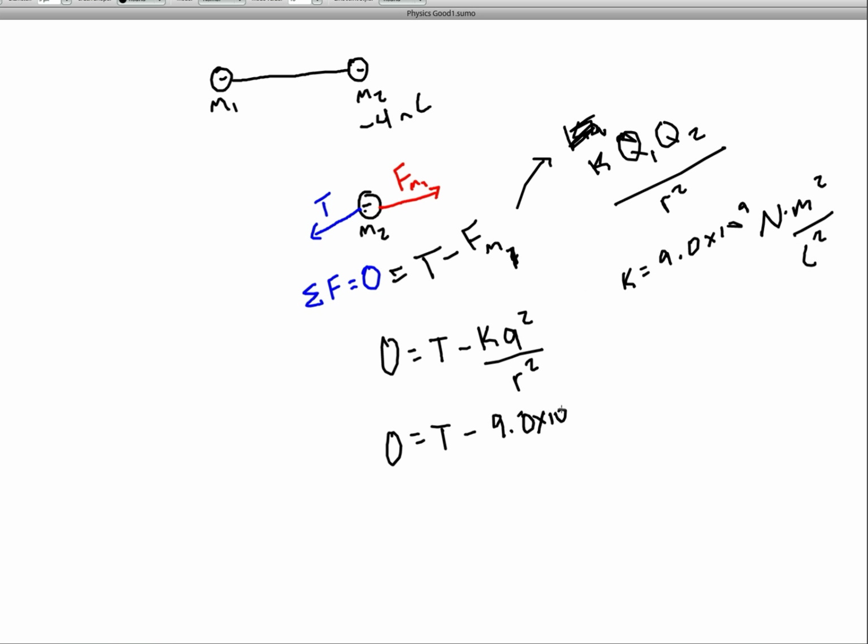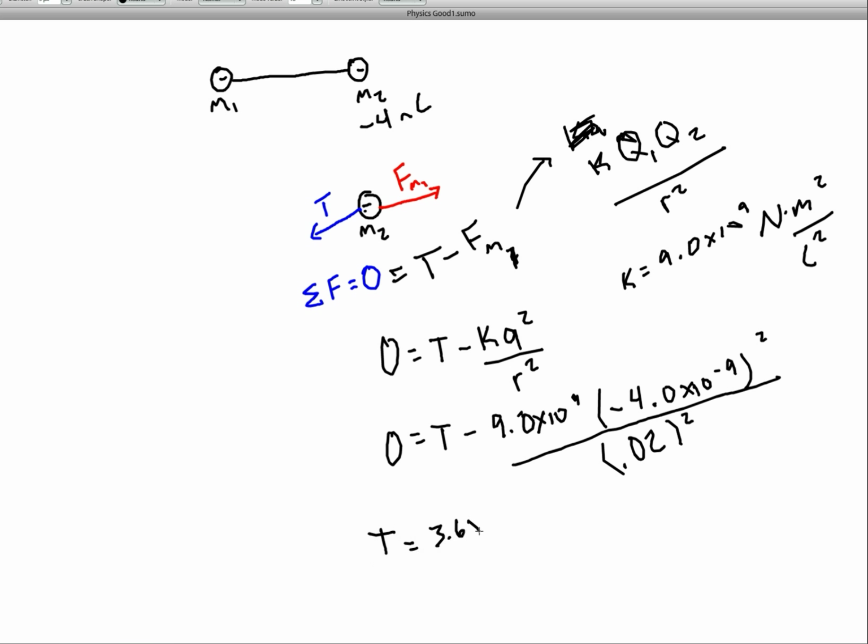9.0 times 10 to the 9th times, since my charge is negative, I've got -4, and it's nanocoulombs, so that's 4.0 times 10 to the -9th, and then that is squared, all of that divided by what was our length? 0.02 meters squared. I can simplify that, add it to the other side, and I get a tension force of 3.6 times 10 to the -4 newtons.